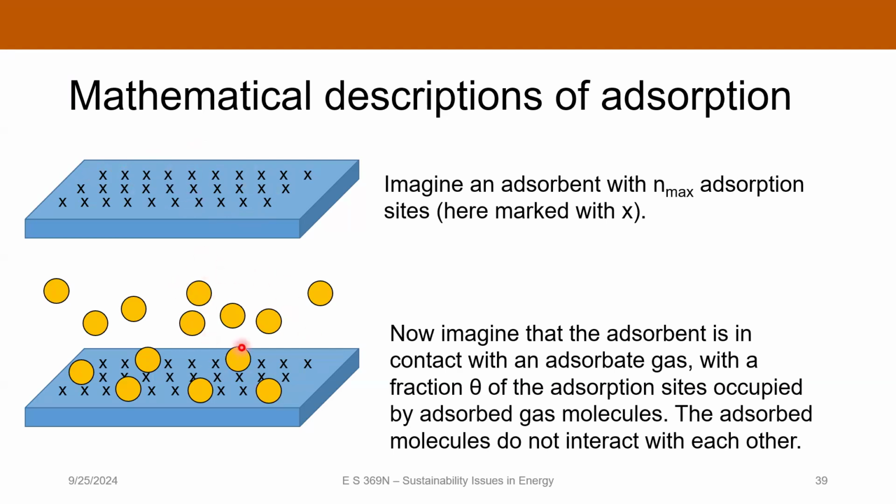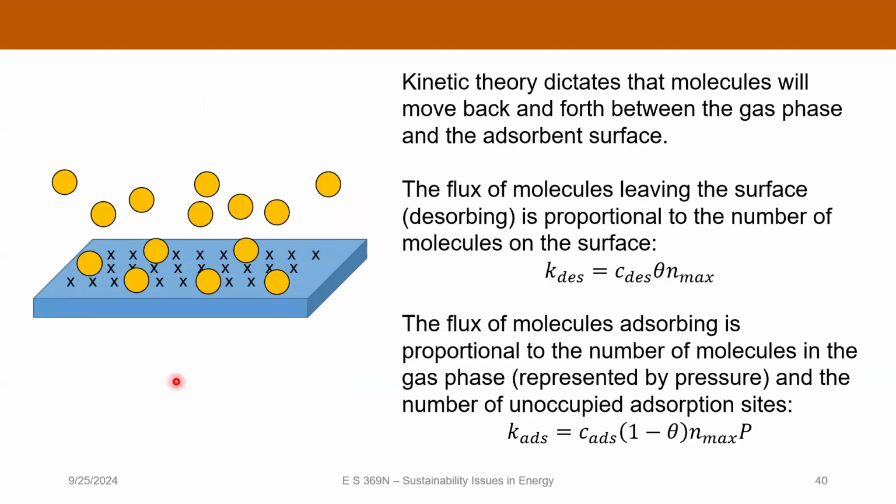Now, if you put this sorbent in contact with the gas that you're trying to adsorb, we call that the adsorbate. Some fraction of those adsorbate molecules will go to the surface, okay? Not necessarily all of them, but some fraction. And so the assumption here is that you can have one molecule on each sorption site, and the adsorbed molecules have absolutely no interaction with each other. They just go to the surface and they stay there. They don't care about who's around them, right? So that's our basic assumption.